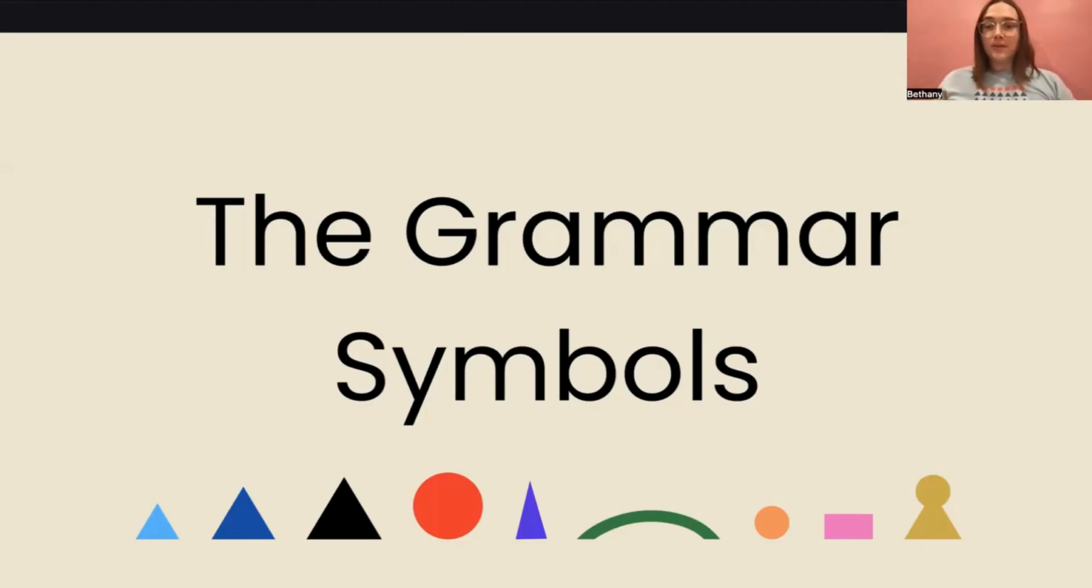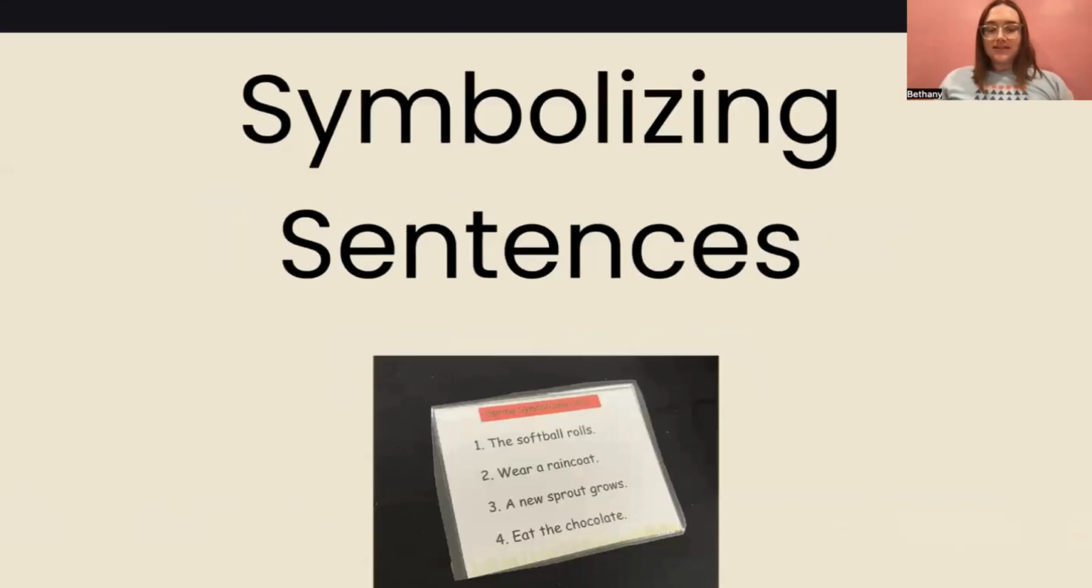Now, some people flip it around. I say that's incorrect, but others flip it around too. Either way, it represents the interjection, which are the exclamation words. What we use these grammar symbols for is symbolizing sentences. Now, I love to symbolize sentences.